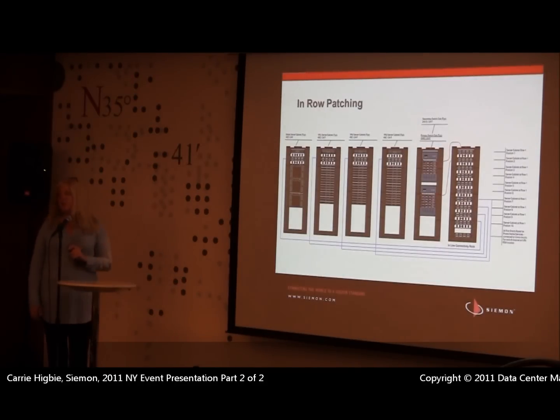Now, if we do end of row, or really technically it's called in-row patching, we put the switch out there in the row, and we dedicate that switch to an entire row of server cabinets. This means my oversubscribed ports go down, because now I've opened it up to a whole bank of server cabinets as opposed to a single server cabinet.